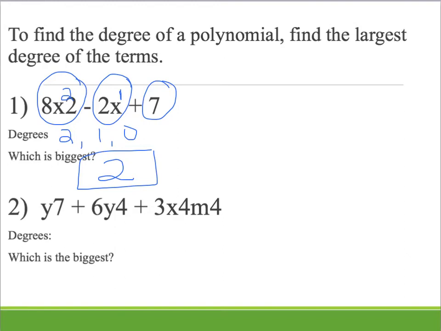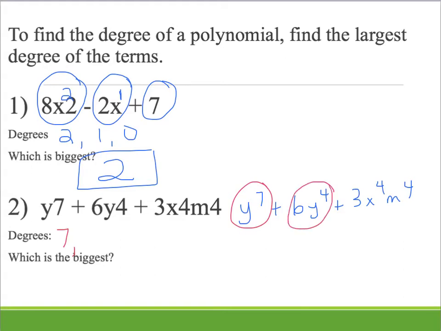In the second one, we have y to the 7th plus 6y to the 4th plus 3x to the 4th, m to the 4th. Separating these, in the first term, we have 7. In the second term, we have 4. And in the third term, remember this is all one term, we add the exponents together, so I have 8. The largest is 8, so the degree of this polynomial is 8.